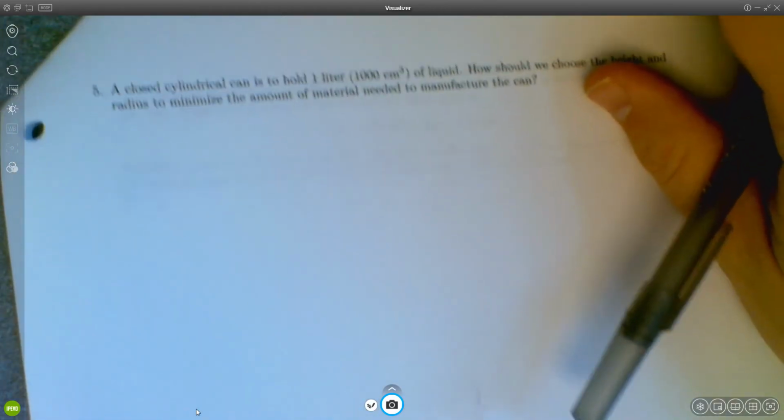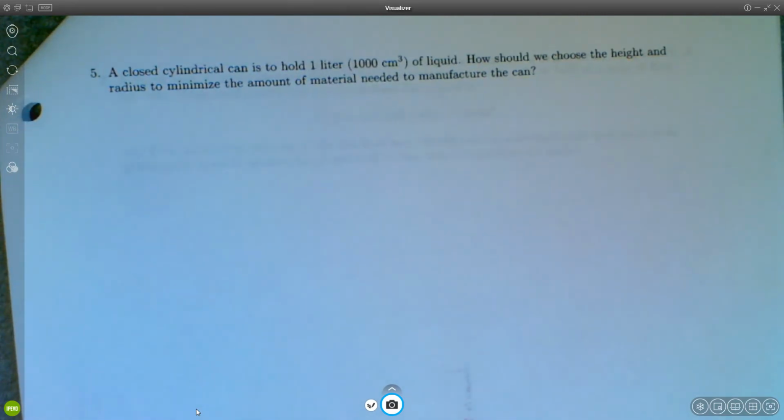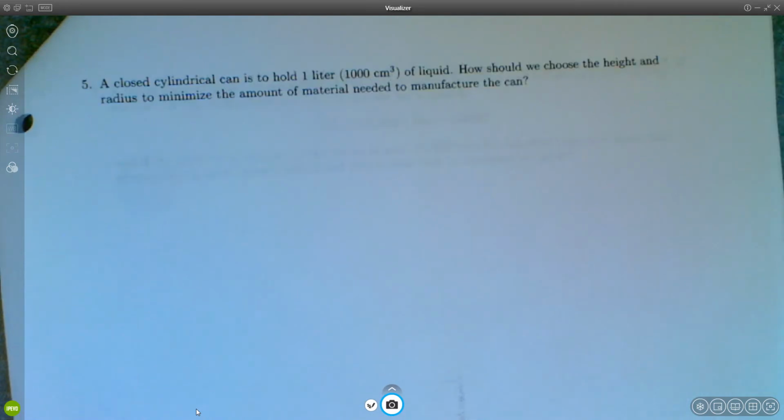Okay, next one. A closed cylindrical can is to hold 1 liter, that's 1,000 cubic centimeters of liquid. How should we choose the height and radius to minimize the amount of material needed to manufacture the can? Goodness gracious, wow. Okay. So the can has to hold 1 liter. Okay, so 1,000 cubic centimeters.